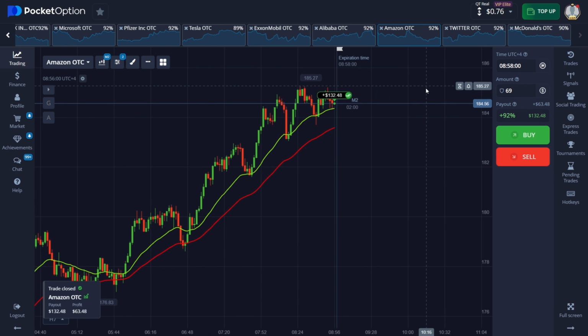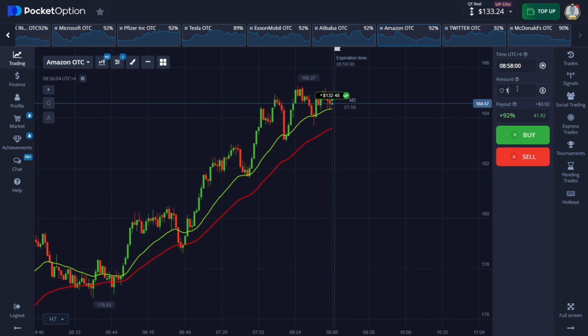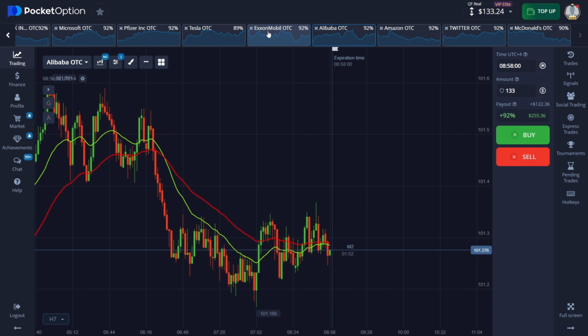With just a few seconds remaining, we won our trade. Our balance is now $133. Let's find a trade for $133.